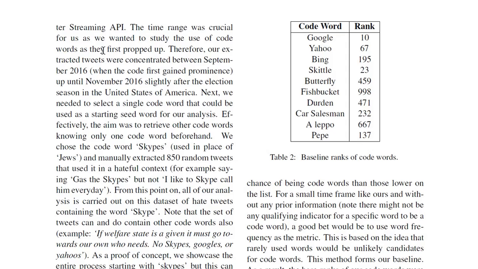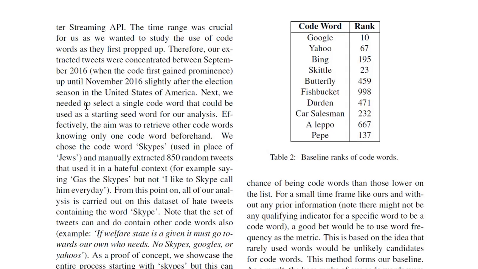The time range was crucial for us as we wanted to study the use of code words as they cropped up. Therefore, our extracted tweets were concentrated between September 2016, when the code first gained prominence, up until November 2016, slightly after the election season in the USA.